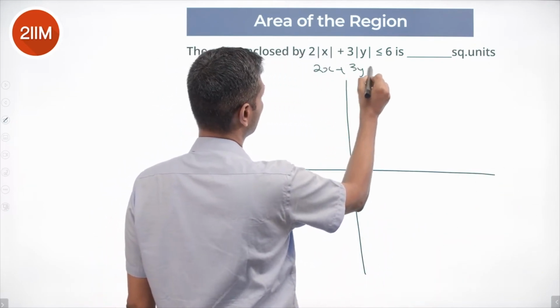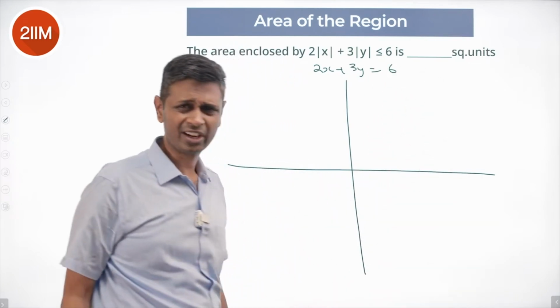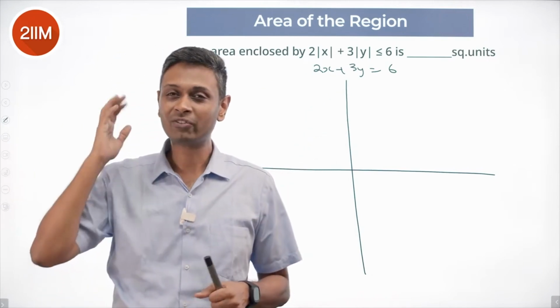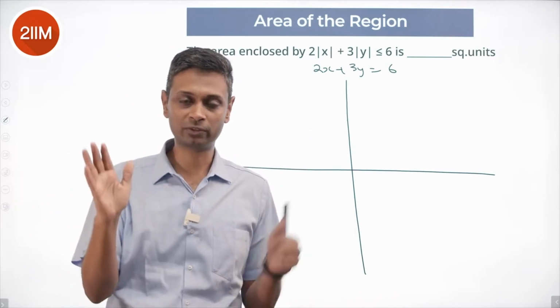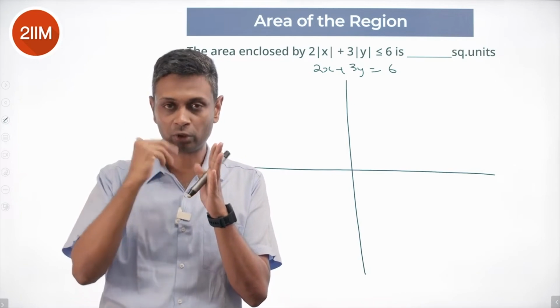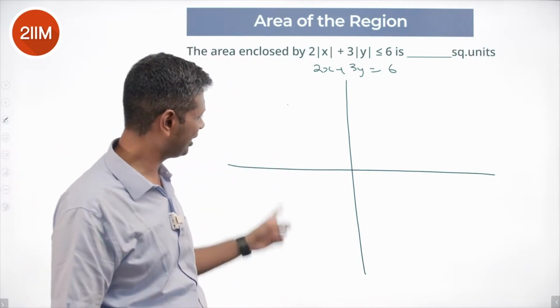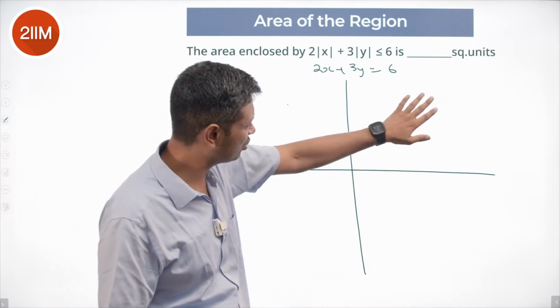2x plus 3y equal to 6. I understand this. I get this. Don't think of it as 2x plus 3y equal to 6. When x is positive, y is positive. When x is positive, x is equal to mod x. When y is positive, y equal to mod y. So I'm going to forget these three quadrants. I'm going to deal only with this quadrant.